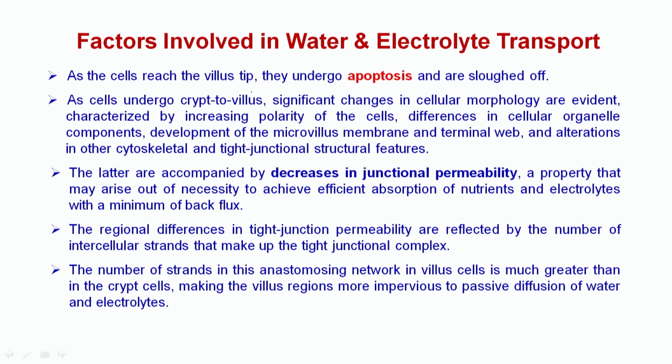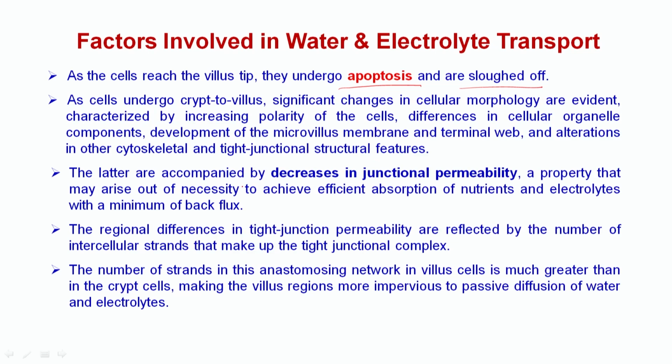As the cells reach the villus tip, they undergo apoptosis and are sloughed off. This we have seen previously also, how cells go up and change their characteristics. As the cells move from the crypt to the villus, significant changes in cellular morphology are evident, characterized by increasing polarity of the cells, differences in the cellular organelles and compartments, development of the microvillus membrane and terminal web, and alteration in other cytoskeleton and tight junction structural features.